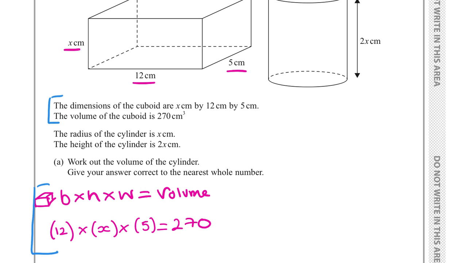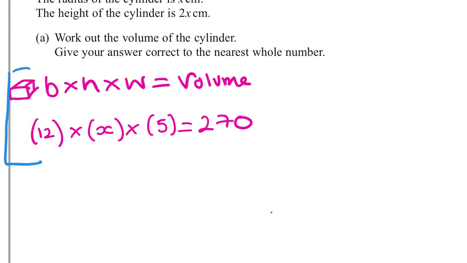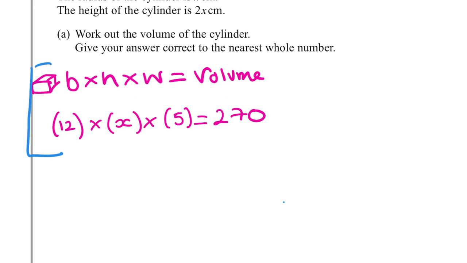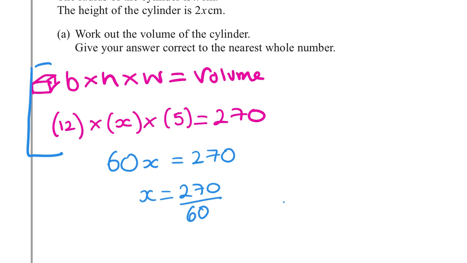Now from here we can do some manipulation. So we know this. If we want to, we can carry on with this for a second. What's 12 times x times 5? This is 60x equals 270. Can I go one step further? I can. I can divide both sides by 60. What does x equal? 9 over 2, which is the same as 4.5.